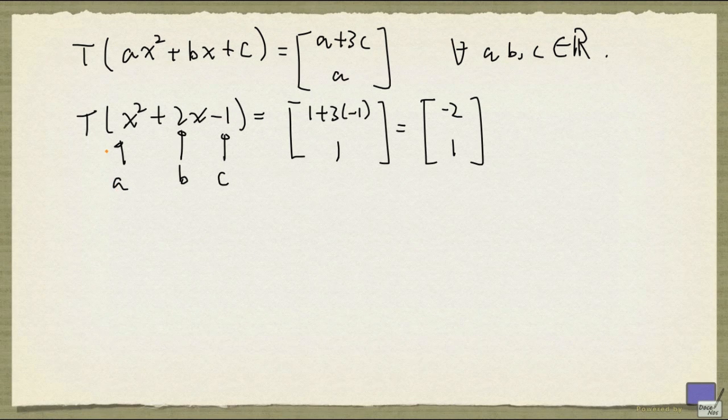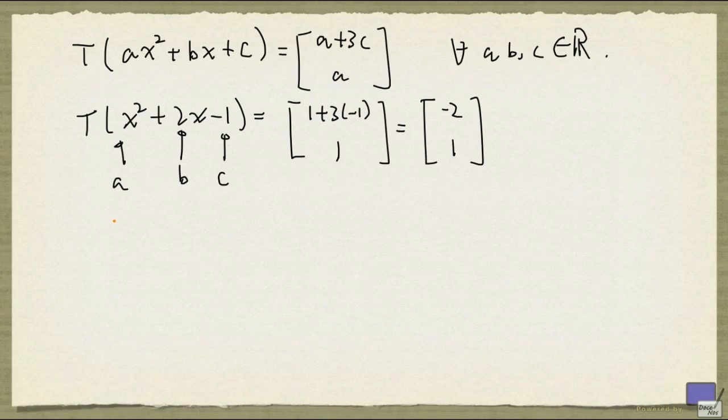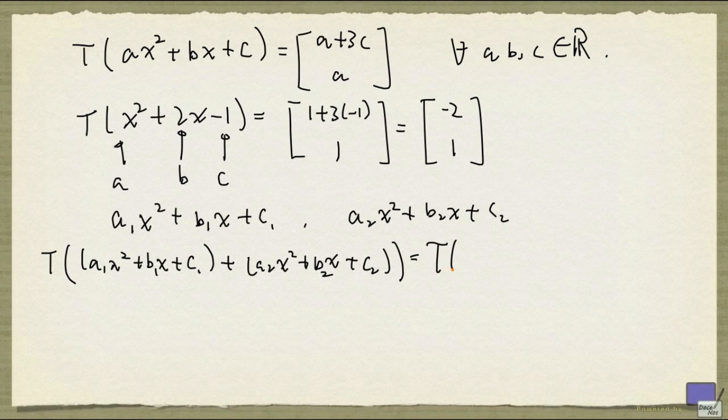So how do you check that this is a linear transformation? Again, we have to check these two properties. And let me just do the first property. Let's take two different quadratics, say a1x squared plus b1x plus c1, and a2x squared plus b2x plus c2. Then T of the sum of these two is the same as T of a1 plus a2 times x squared plus b1 plus b2 times x plus c1 plus c2.